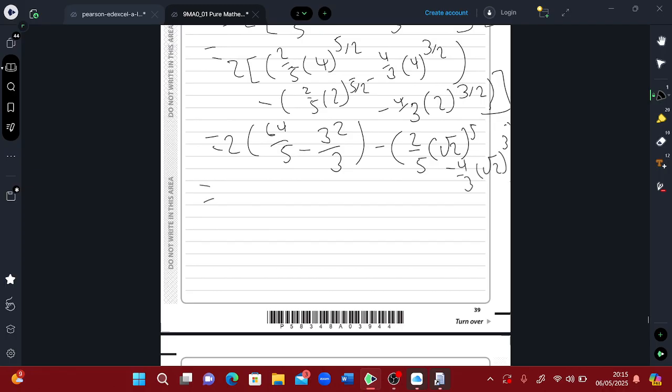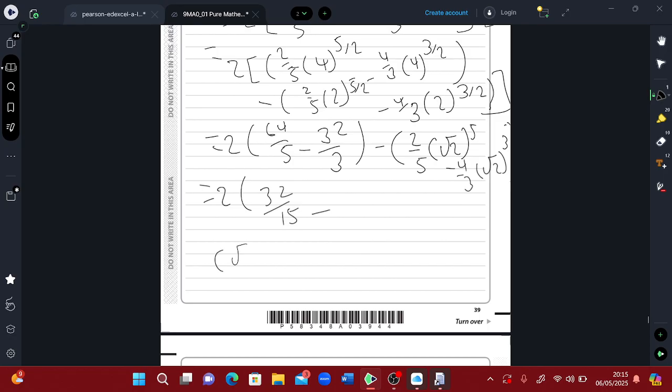And yes, and then we can simplify this. These calculators should be able to do this. So two lots of, and this is why it's 7 marks as well, probably, 64 for 5, 32 over 3. So this first bit here is 32 over 15. Nice. Minus now root 2 to the 5.